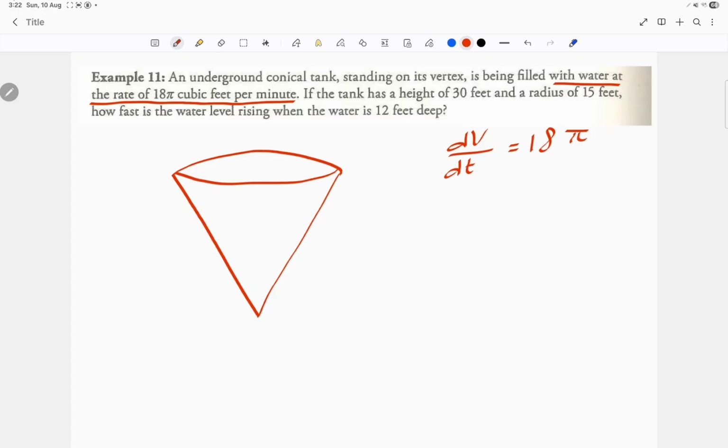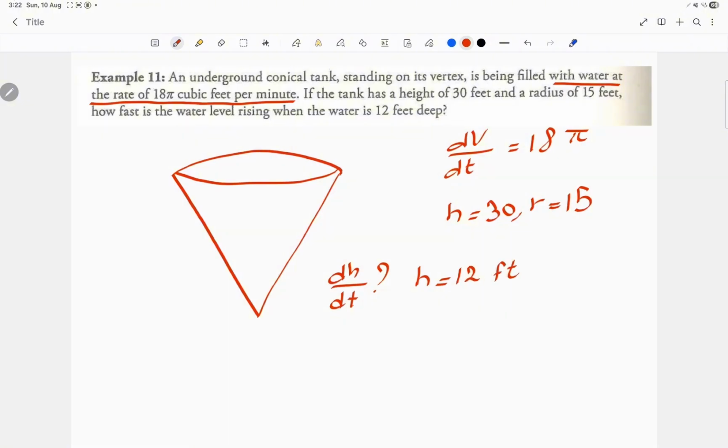The height is 30. When the height is 30, radius is 15. How fast is the water level rising? So dH over dt is how much when the water is 12 feet deep? That means when the height is 12 feet.